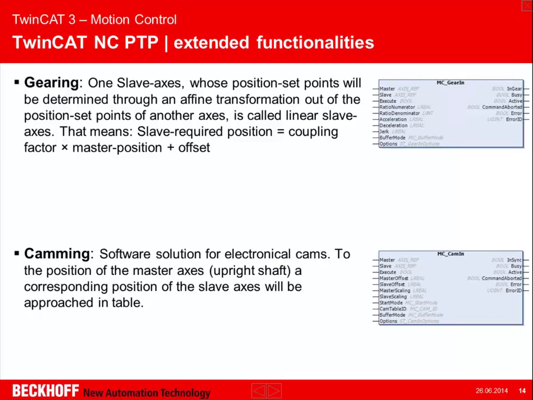So gearing is a linear coupling and camming is a nonlinear coupling. For a cam, you define a curve, which is a relation between a master axis and a related slave axis. And normally there's a table in between.